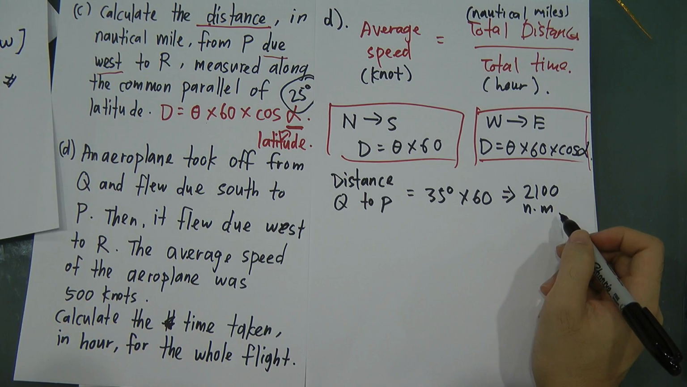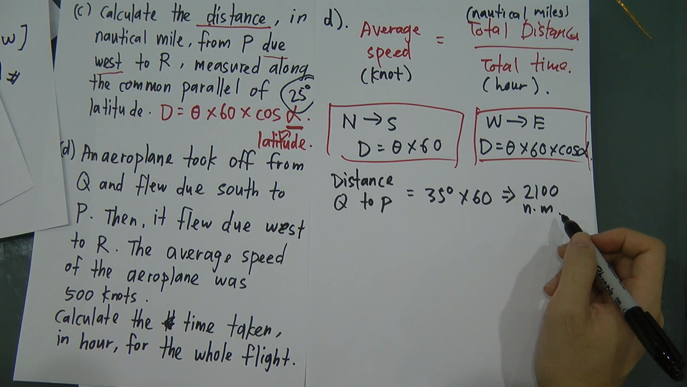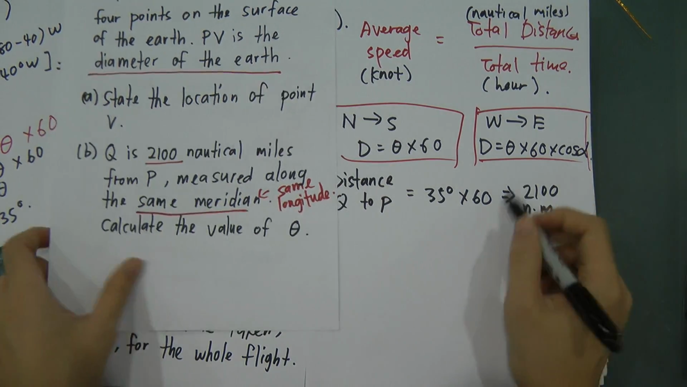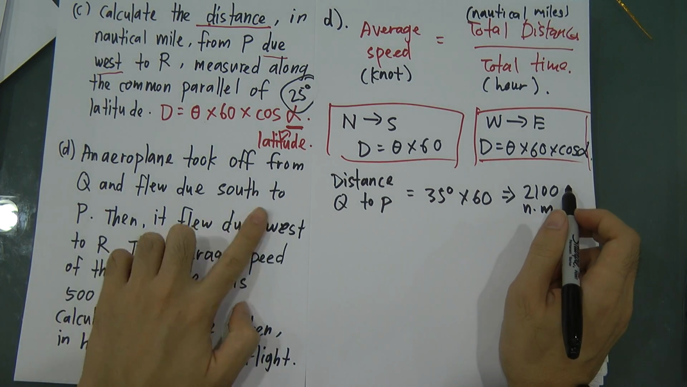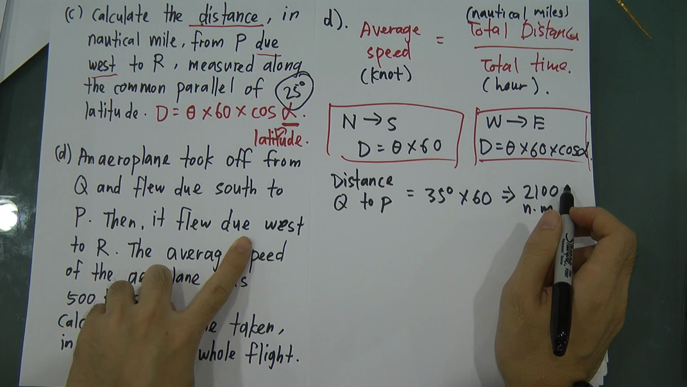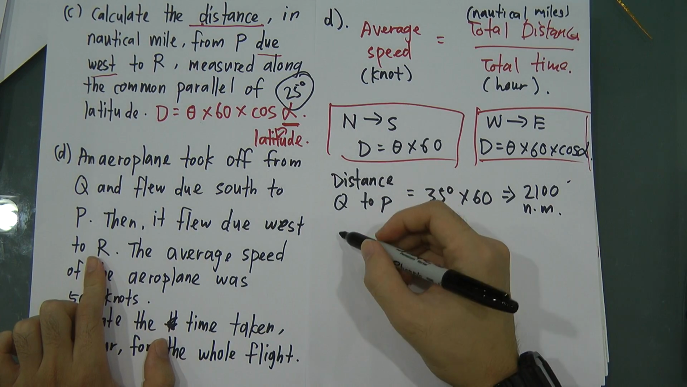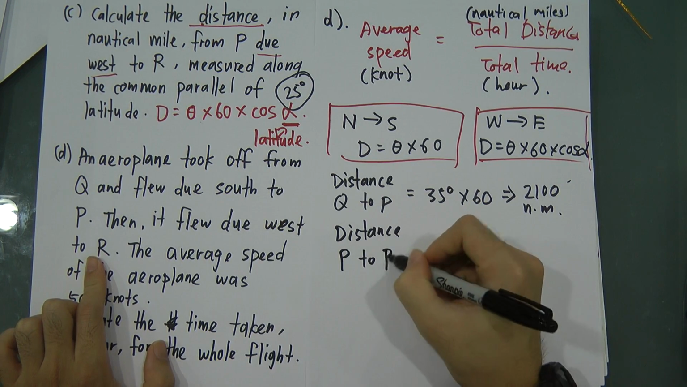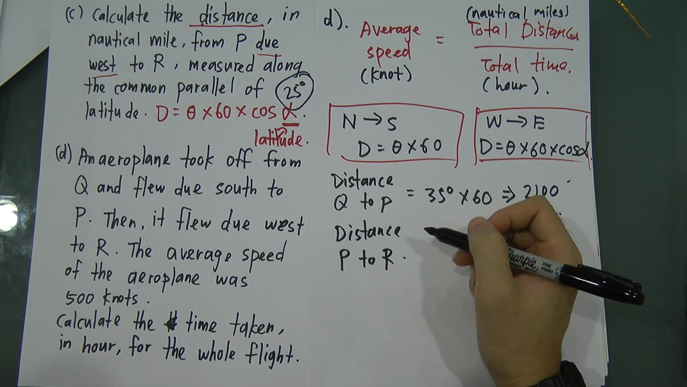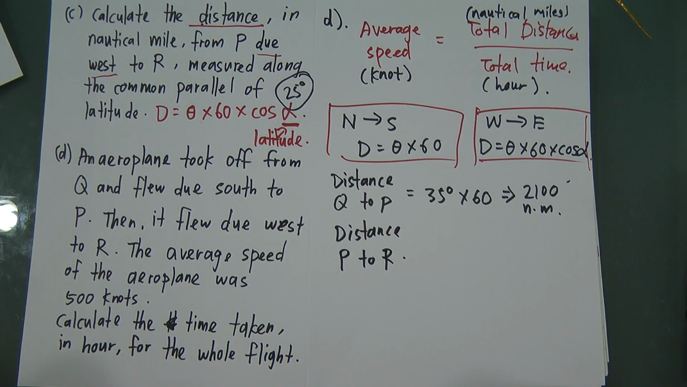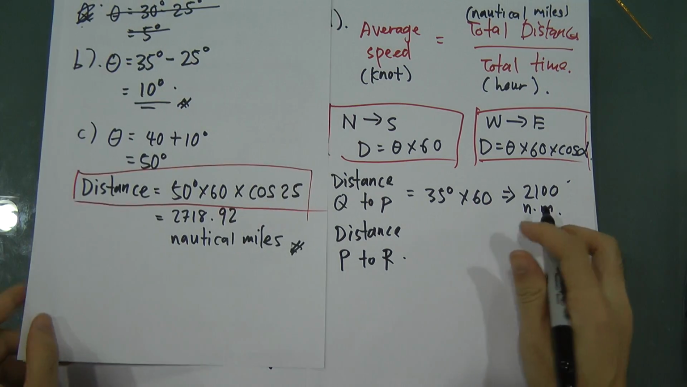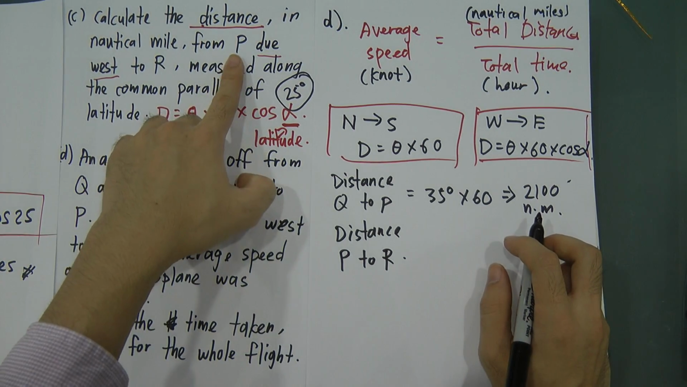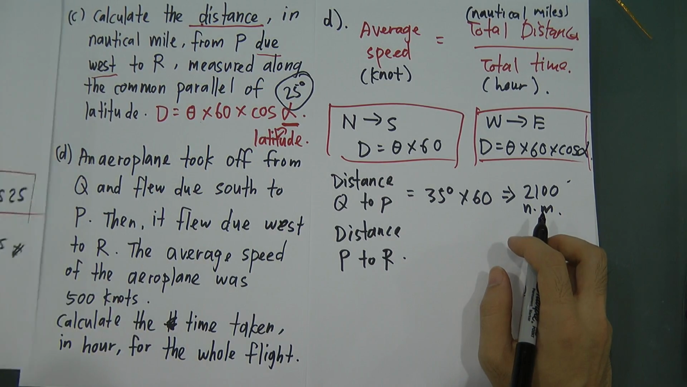Actually, this one is given also. You see, Q is 2,100 nautical miles from P, so the distance is given. Then from P, it goes due west to R, which means now you have to find the distance from P to R. I think we found it in part C as well. Because in part C, he says P is due west to R, so this is the distance P to R.